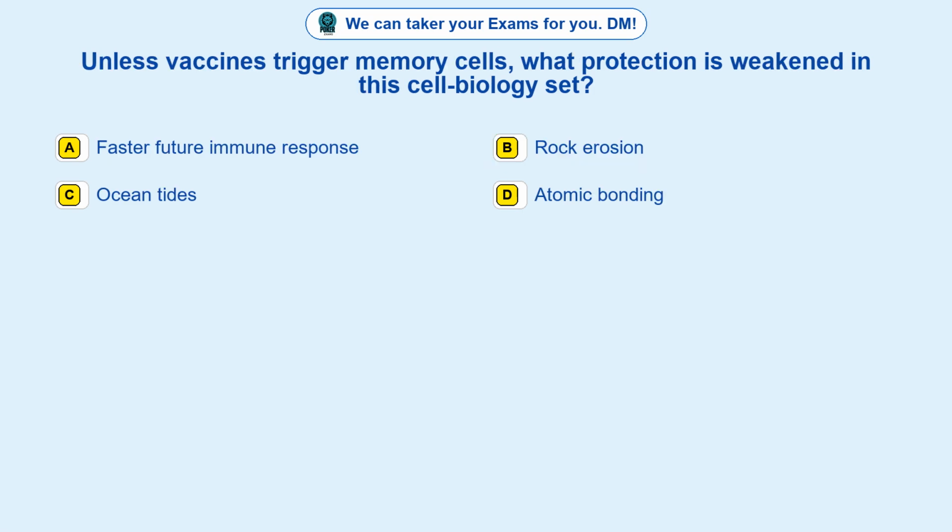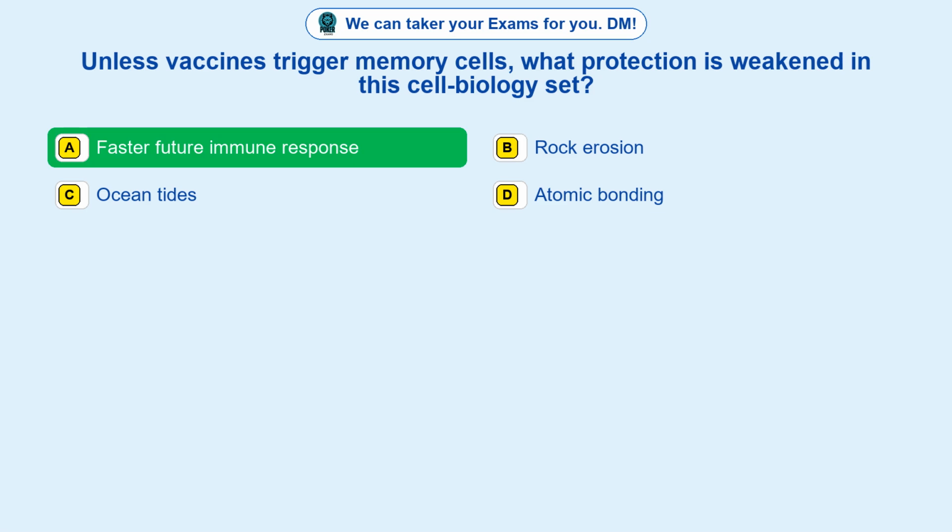Question 22. Unless vaccines trigger memory cells, what protection is weakened in this cell biology set? Option A, faster future immune response. Option B, rock erosion. Option C, ocean tides. Option D, atomic bonding. The correct answer is option A, faster future immune response.